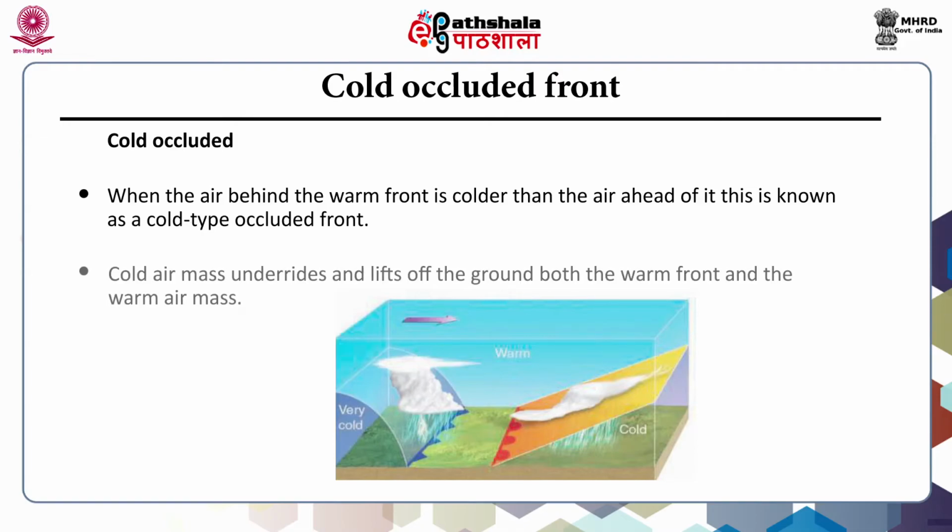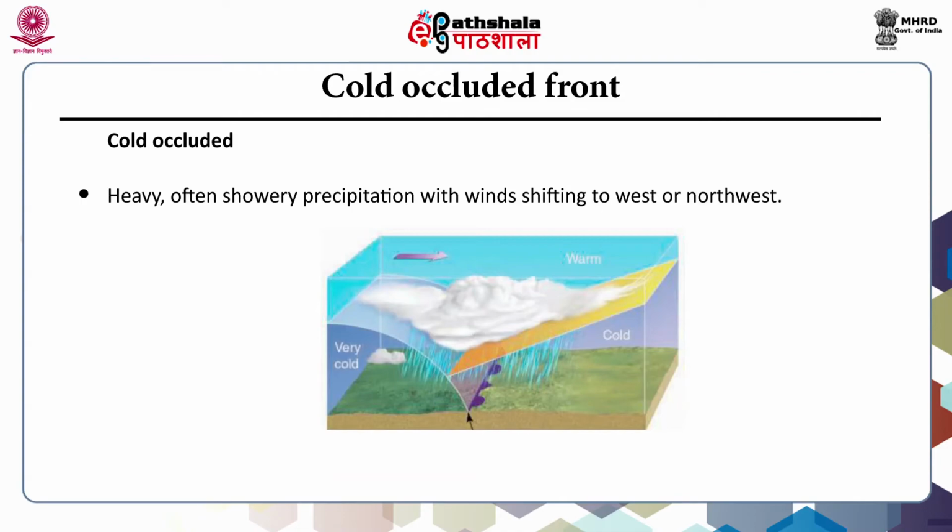Here, the cold air mass undercuts and lifts off the ground both the warm front and the warm air mass. The frontal passage brings weather similar to that of a cold front. It's heavy, often showery precipitation with wind shifting to west or northwest.